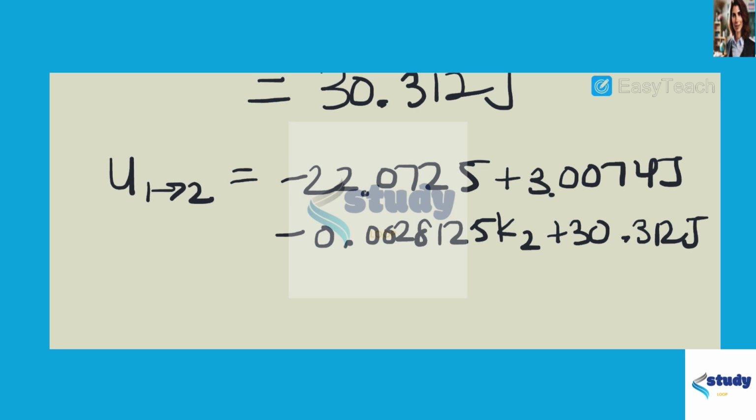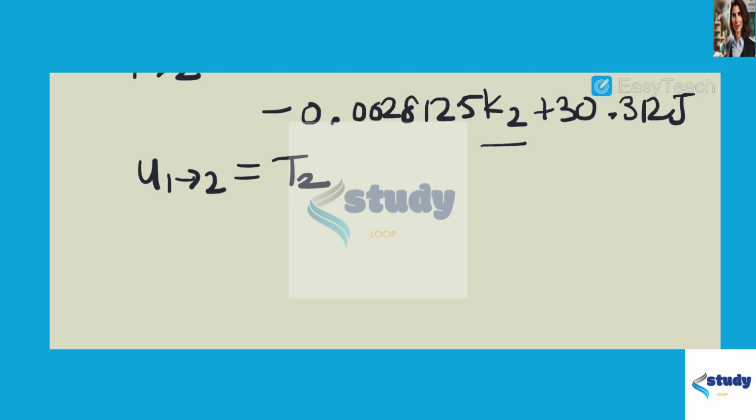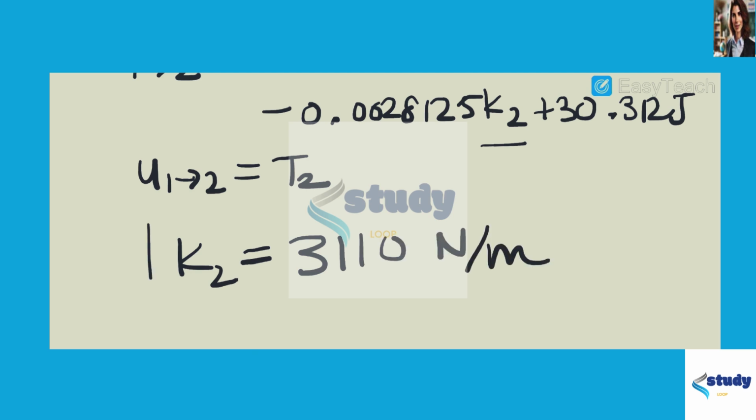Now, we know that using the principle of work and energy, as we did in the beginning, U1 to 2 is equal to T2. Remember that we know what T2 is, that's just 1/2 mv squared. We know that the mass is 5 kilograms and the velocity is 1 meter per second, so T2 is numerically defined. U12 is right here, and the only unknown that we have is K2. So by setting those expressions equal to each other, we can solve for K2, and we get that K2 is equal to 3110 newtons per meter. And that is our final answer.